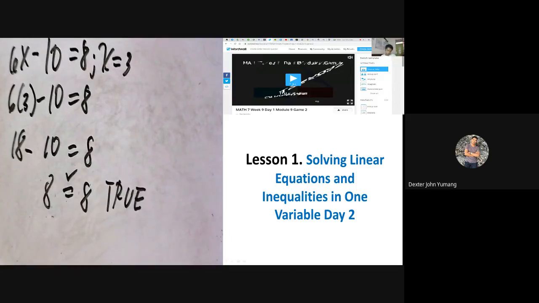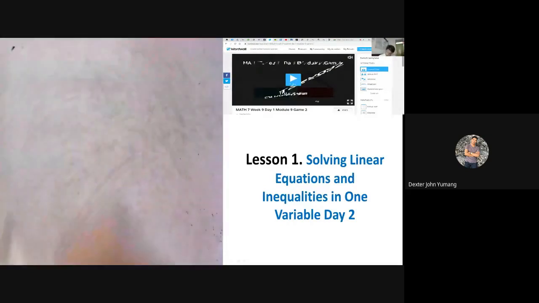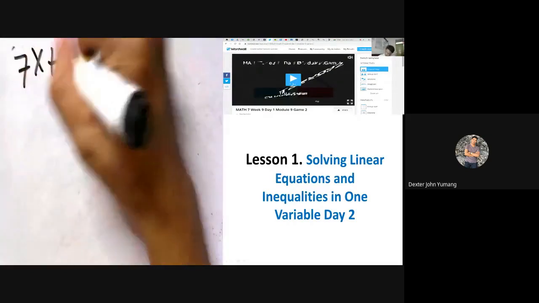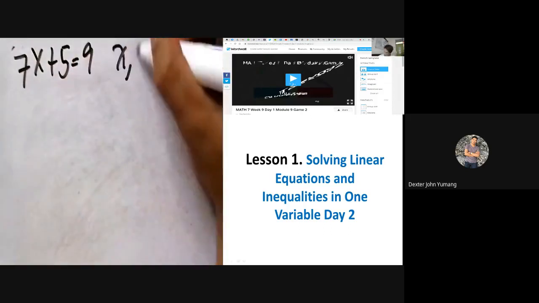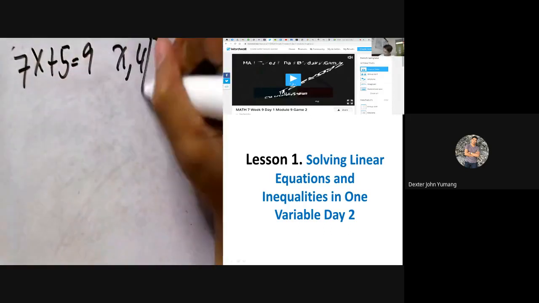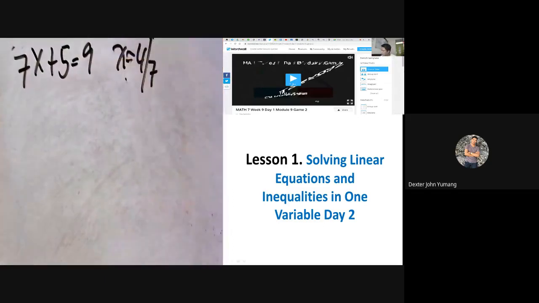Next, yung ika number 5, ang iba sa inyo nakasagot na ng number 5, ang iba naman po wala. So, this one, kasi nga po, apat lang po ang sasagutan. So, the item is equals 9, where x is replaced by 4 over 7. Okay. What if 5 ang isasagot nyo? So, pili lang kayo ng naka-check doon.